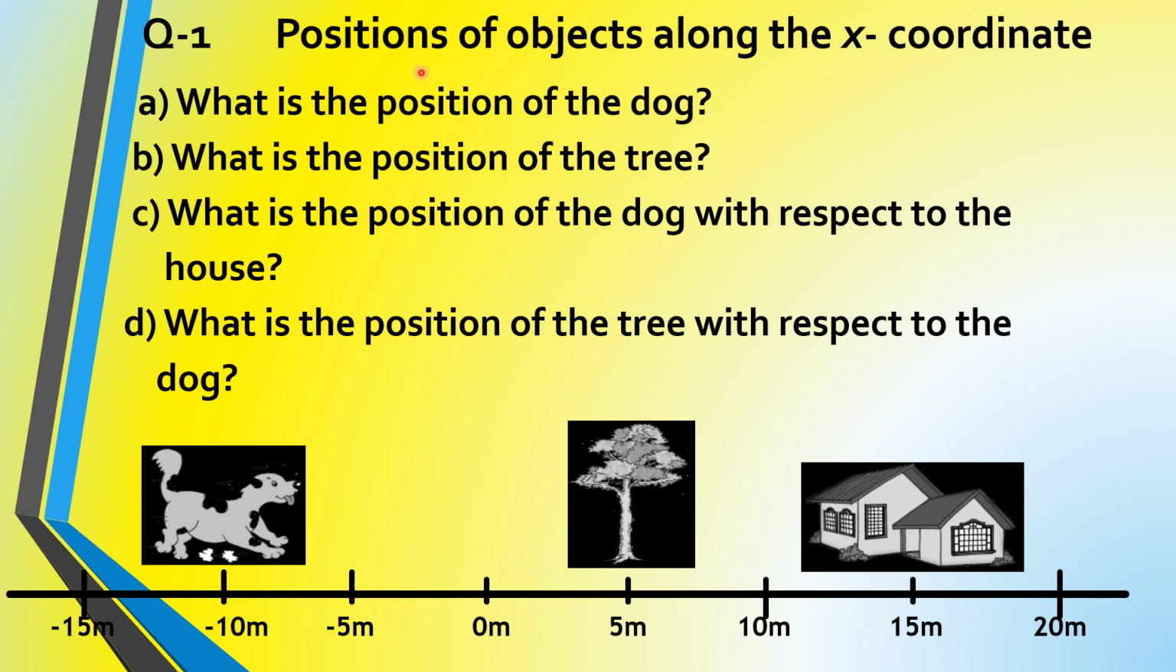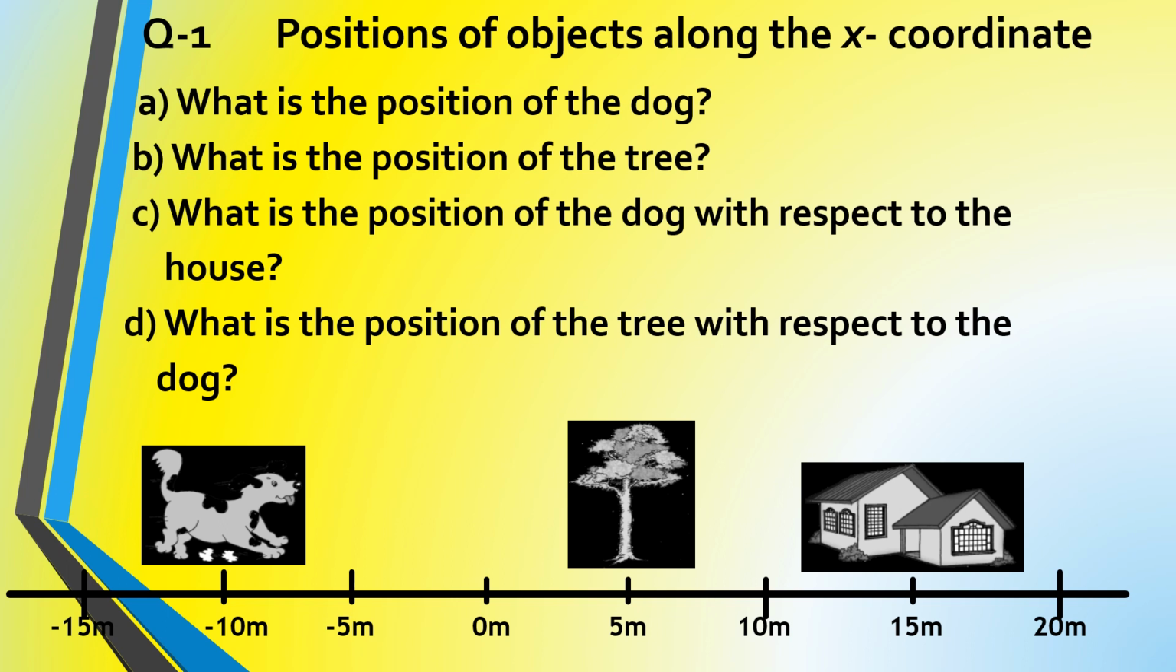For our first question, please refer to the positions of the three objects along the x-axis shown in the figure. We have the three objects: the dog, the tree, and the house. So the questions are, for letter A, what is the position of the dog? Letter B, what is the position of the tree? Question letter C, what is the position of the dog with respect to the house? And letter D, what is the position of the tree with respect to the dog?